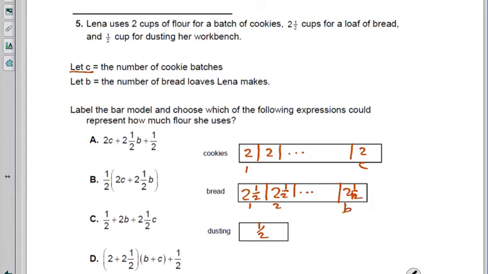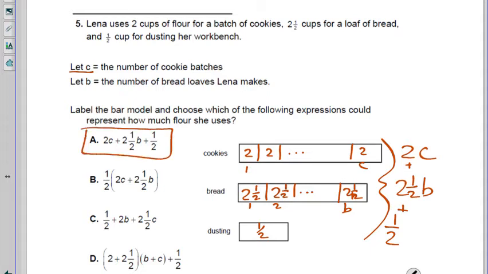It's 2. And then a half is a half. So I want all this together. And so for the cookies, I have C groups of 2. And for the bread, I've got 2.5 times B, or B groups of 2.5. And then the dusting is just a half. And if I want to know the total, I just got to add those together. So I get 2C plus 2.5B plus 1/2, which is choice A.